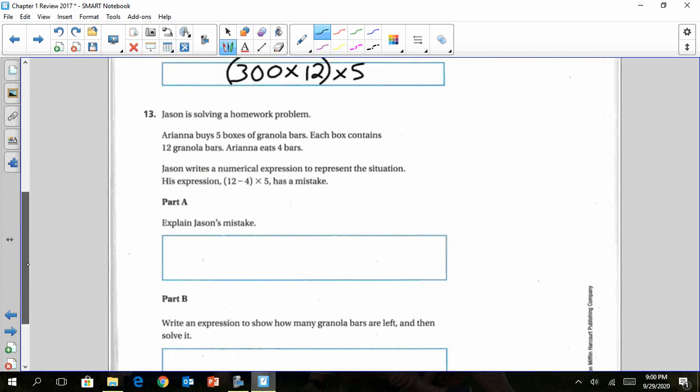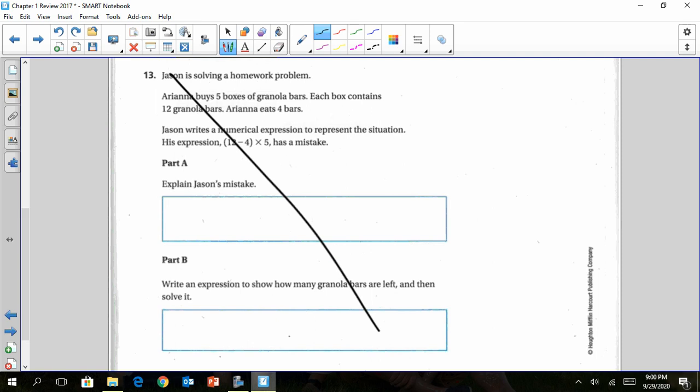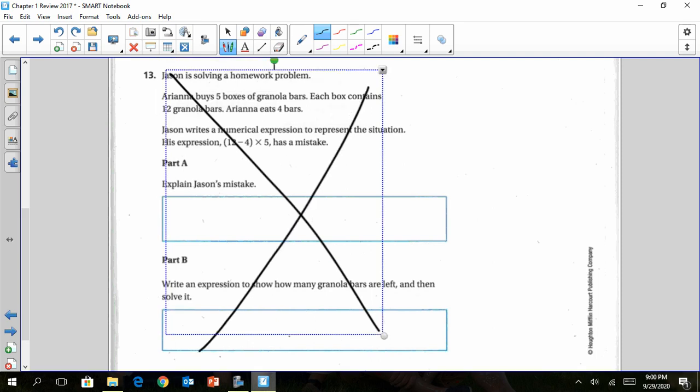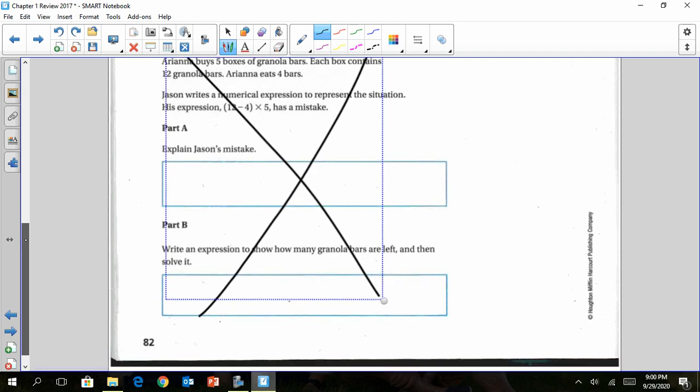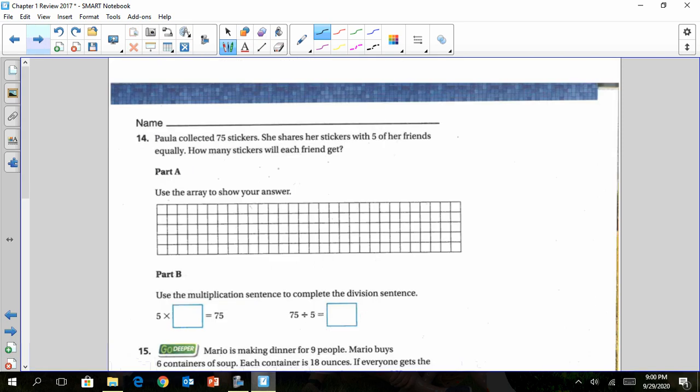Question number 13, we are going to go ahead and cross off. We will not be explaining the expression problem. You may also cross off questions 14 and 15.